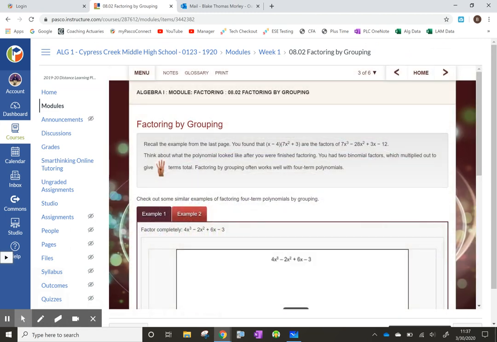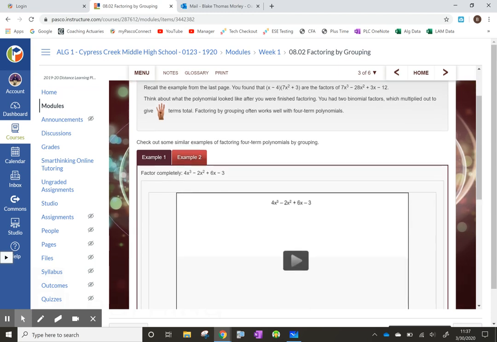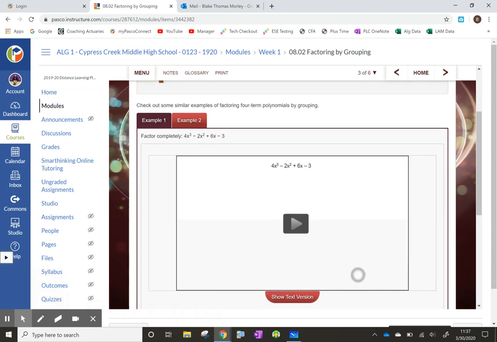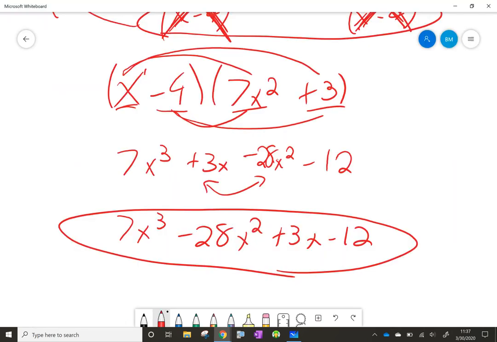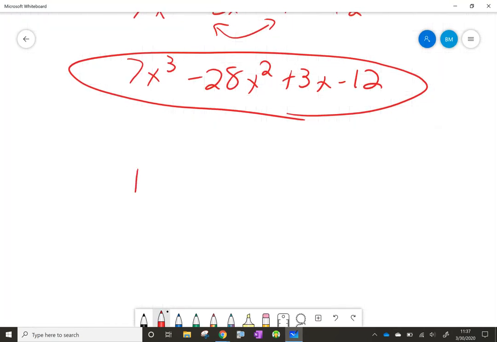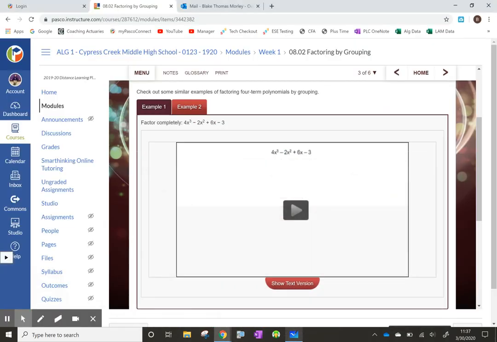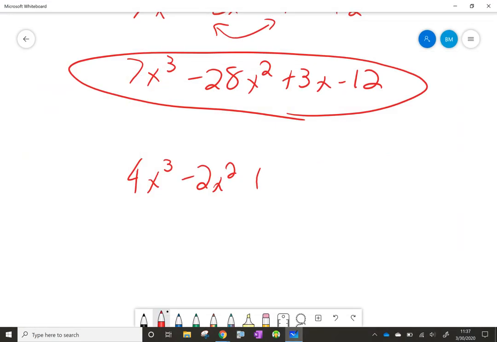All right, let's try this example. There is a video here. Video is not great, but it does work. But we'll try it in my video. 4x to the third minus 2x squared. So let's try this. 4x to the third minus 2x squared, and plus 6x minus 3. Plus 6x minus 3.